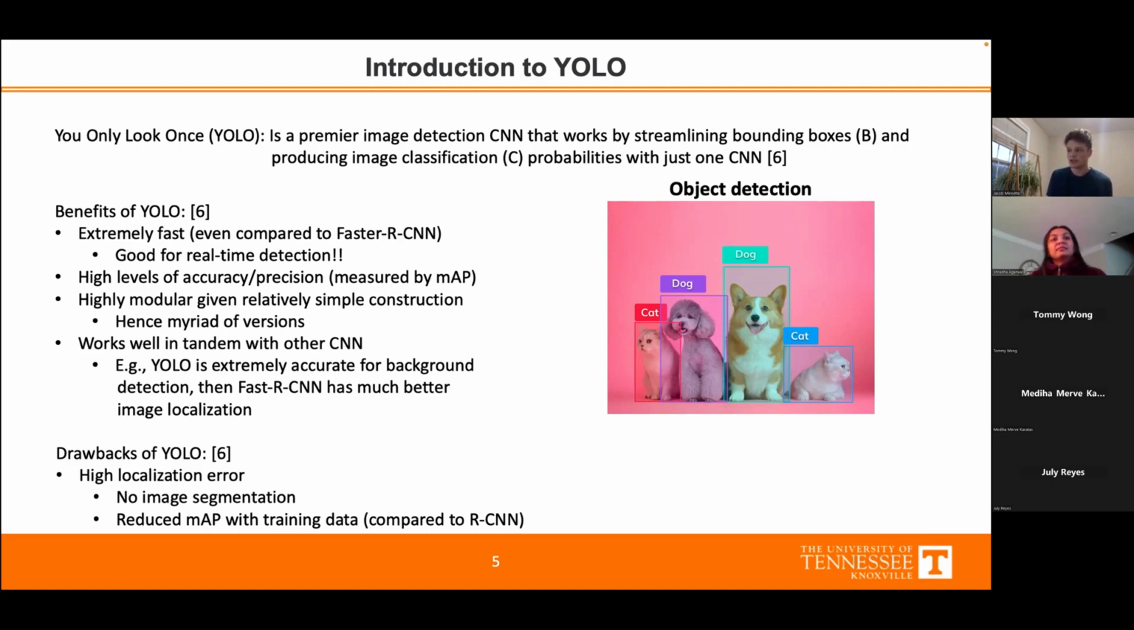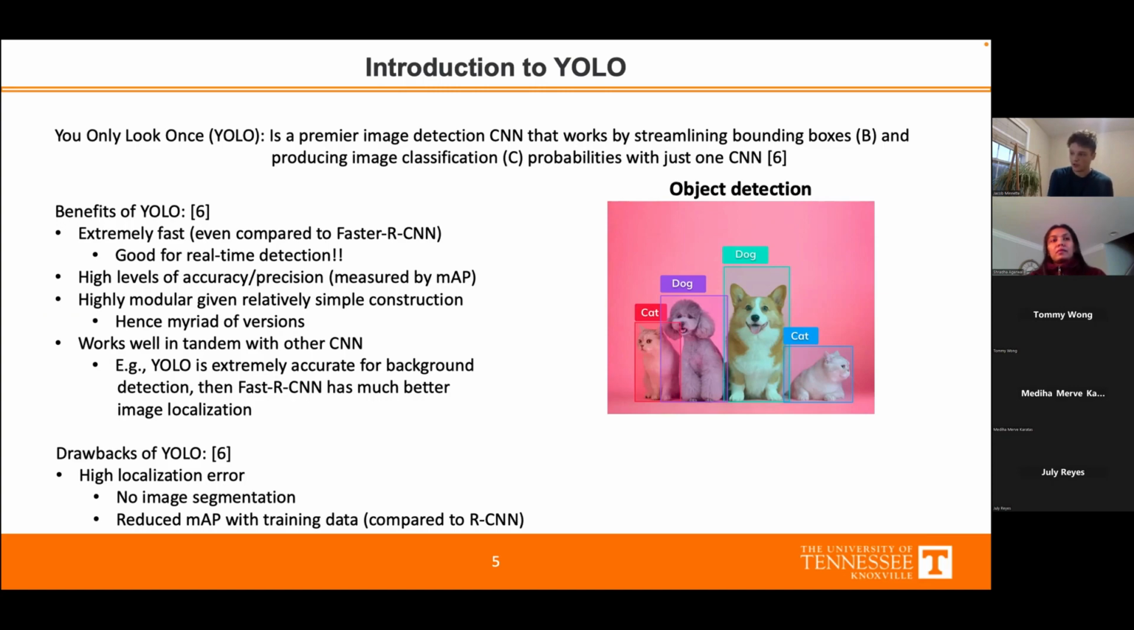YOLO works well also in tandem with other CNNs, which is, I think, a critical benefit. YOLO, again, is very fast, but it's also very good at detecting the background compared to your objects, which is good starter information if it's fed into a different CNN, such as Fast R-CNN, which is much better with localization.